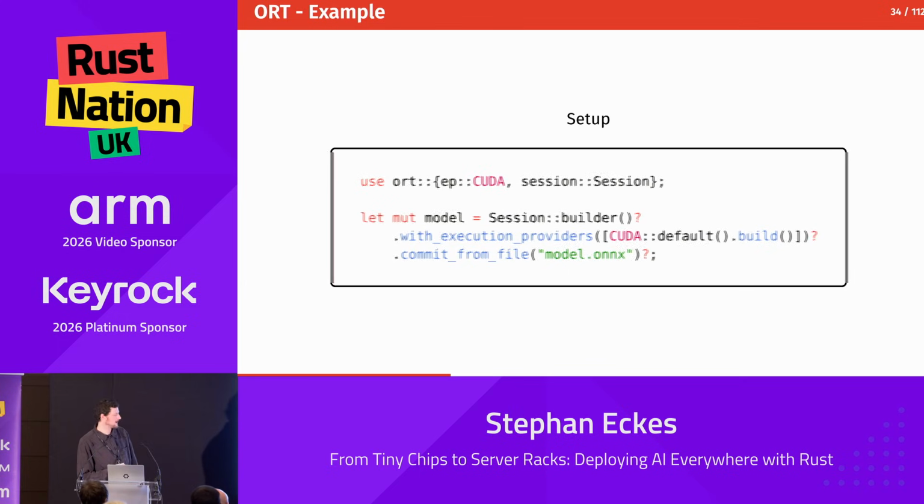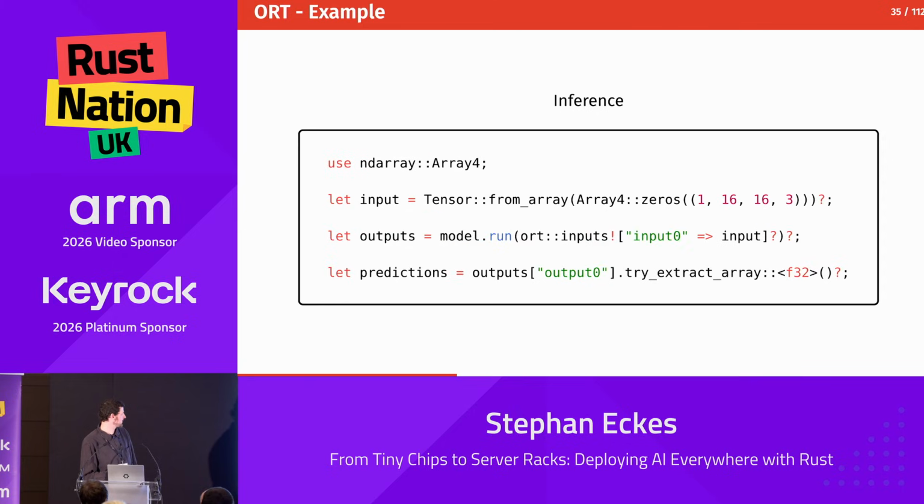And then with the commit from file function, it will generate the model graph, right? So as always, that takes a second because it has to build the whole model graph at runtime out of the model. And then for the inference, it's very easy. It has support for ndarray. If you don't know ndarray, it's basically the number one framework for matrix operations in Rust. So it's really nice to have this included.